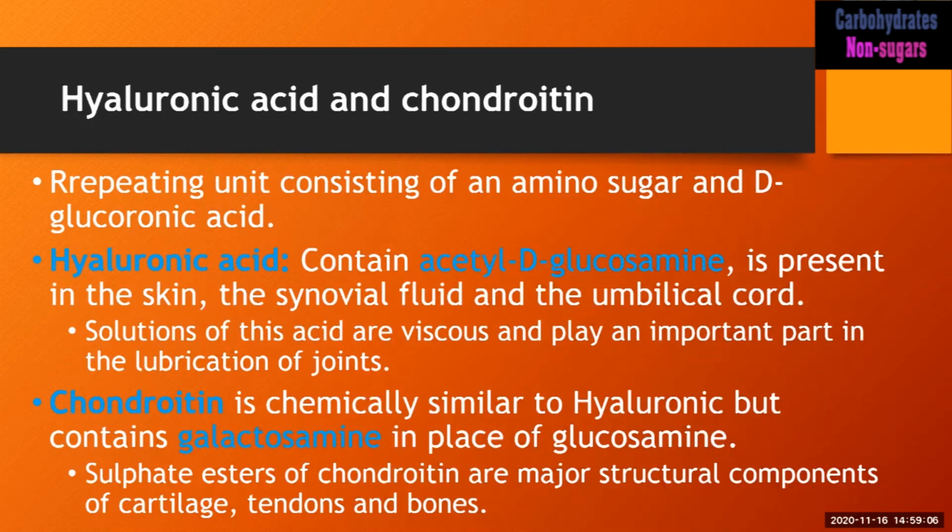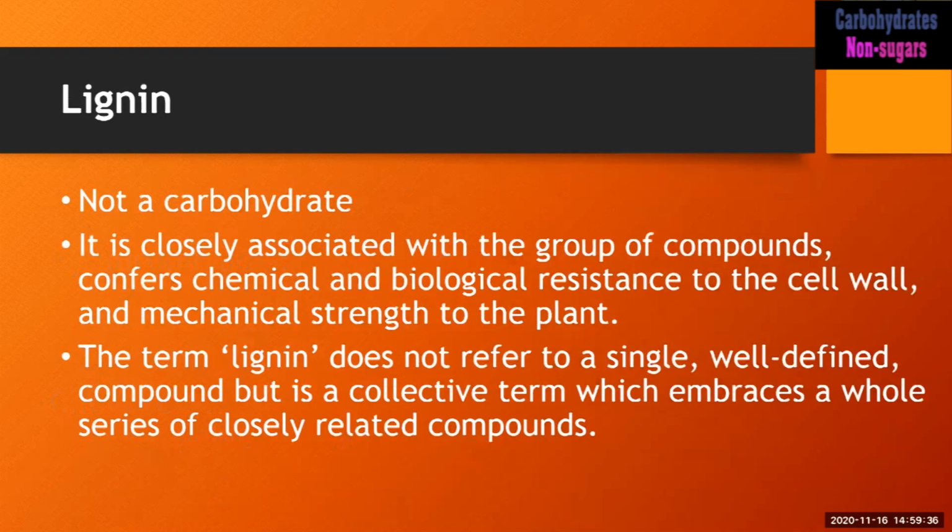It is chemically similar to hyaluronic acid, but the difference is that it contains galactosamine. Hyaluronic acid contains glucosamine, and chondroitin contains galactosamine in place of glucosamine. Sulfate esters of chondroitin are the major structural component of cartilages, tendons, and bones. So you can see the importance of this carbohydrate in both synovial or umbilical fluid as well as the lubricating fluid for the joints. They all contain these carbohydrates.